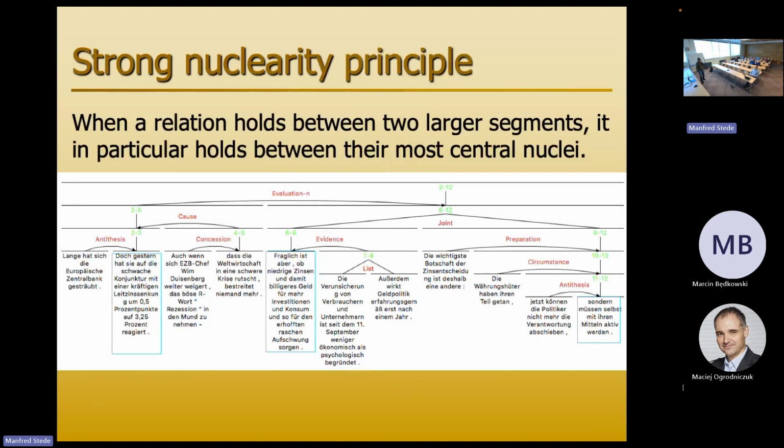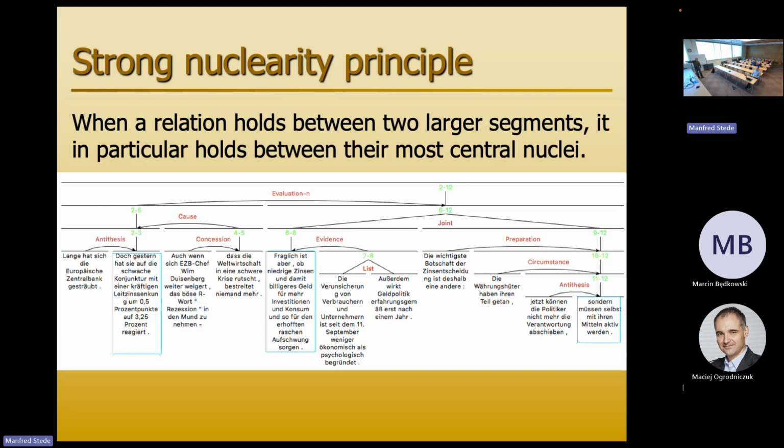And the last thing I want to mention about eRST, which is kind of important for discourse structure, is the so-called strong nuclearity principle. When we say there is a relation holding between two things, and it's deliberately in German because I want you to attend to the structure, not to the content really. When we assign a relation like evaluation nucleus, which means the nucleus, this whole segment is evaluating the satellite, this whole segment. When it holds between two larger segments, as in that case for evaluation, it in particular holds between the most central nuclei. This is kind of important.